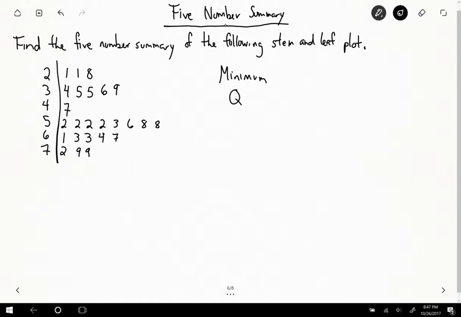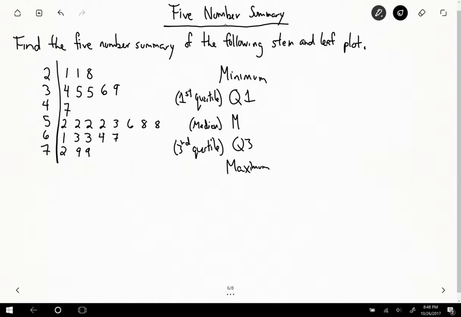you have the first quartile, which we'll call Q1, or first quartile. You have the median, which will go by this M here, that stands for median. You have the third quartile. And you have the maximum. And then usually you list them in increasing order, and that's your 5-number summary.